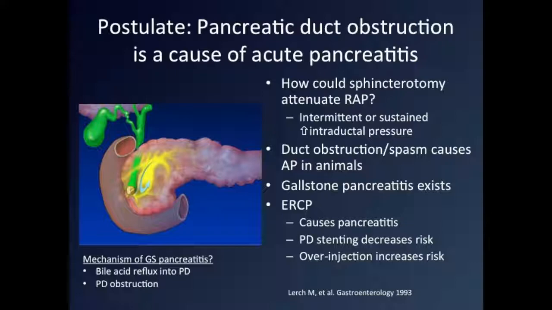Furthermore, what we've learned from ERCP provides further data. First of all, just by causing trauma at the level of the sphincter in our efforts to cannulate will cause pancreatitis. There's convincing data that pancreatic duct stenting will reduce the risk of post-ERCP pancreatitis, and by over-injecting the pancreatic duct, thereby causing a transient elevation in pressure, that will also increase your risk for inducing pancreatitis. So there's a lot of physiologic background to suggest that by reducing that pressure gradient, you can potentially eliminate pancreatitis in some of these unexplained cases, or at least mitigate or reduce the severity or frequency of episodes.